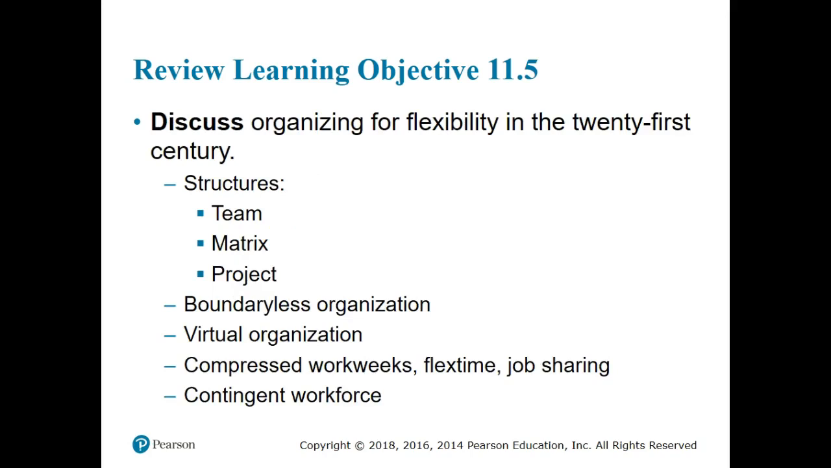In review of our fifth learning objective, in a team structure, the entire organization is made up of work teams. The matrix structure assigns specialists from different functional departments to work on one or more projects being led by a project manager. And then a project structure is one in which employees continuously work on projects. And then also remember that a boundaryless organization's design is not defined by or limited by the horizontal, vertical, or external boundaries imposed by a predefined structure.